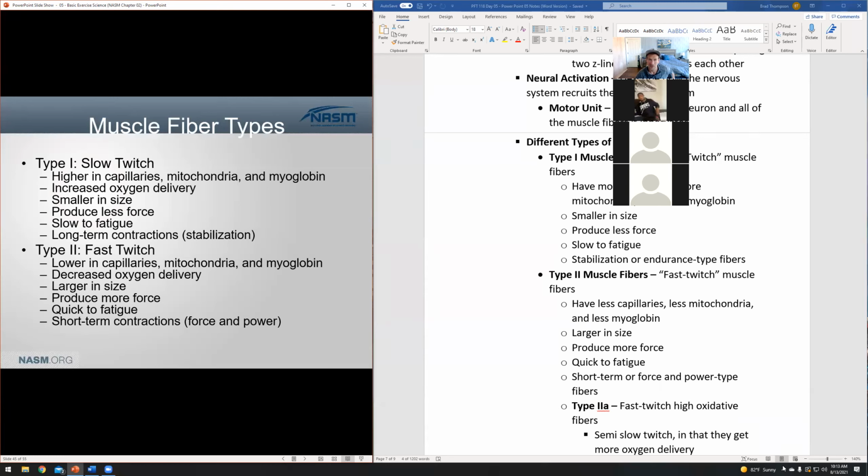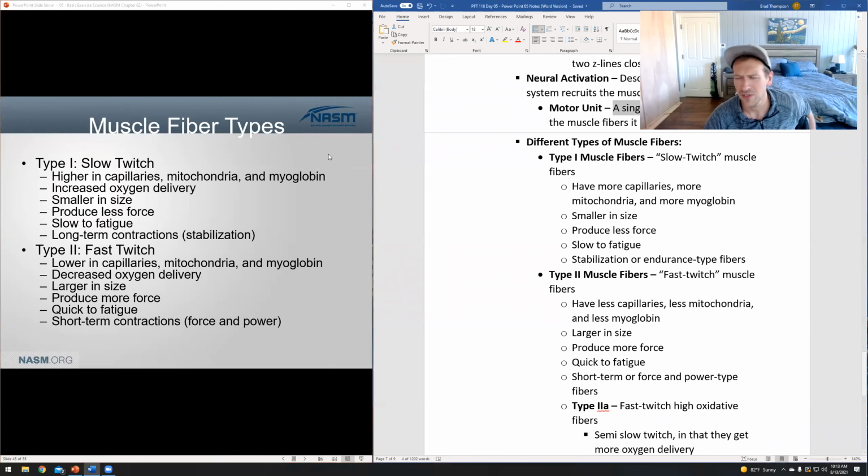Well, let's take a look at our muscle fiber types. So you're gonna have two primary categories here of muscles. I mean, obviously you got lots of different types of muscle running throughout your body, but we're going to characterize them based on how they look and how they perform. So you're going to have the difference between type 1 muscle fibers and type 2 muscle fibers. Type 1 muscle fibers are what we call slow twitch muscle fibers. Type 2 muscle fibers are what we call fast twitch muscle fibers.